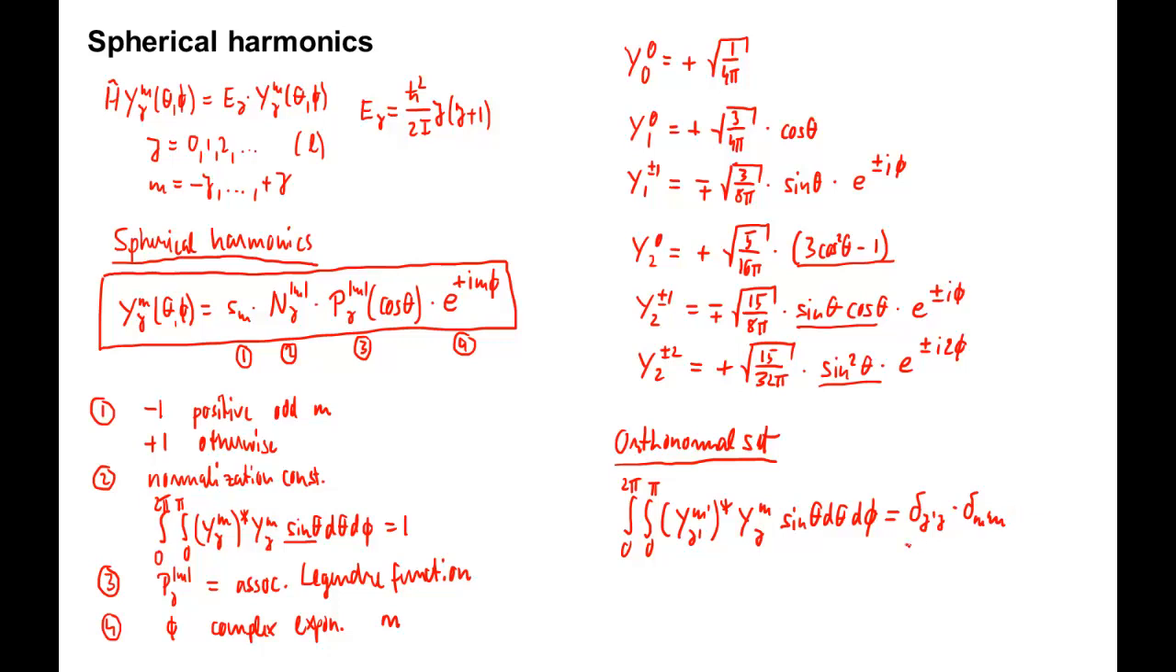Here, the two deltas are Kronecker deltas. The first one is equal to 1 only if j prime equals j, and 0 otherwise. The second one works analogously. Overall, only if j prime equals j and at the same time m prime equals m is the entire integral equal to 1. Otherwise, it's 0. In summary, we have looked at the general structure of spherical harmonics and at some specific examples. Spherical harmonics form an orthonormal set.